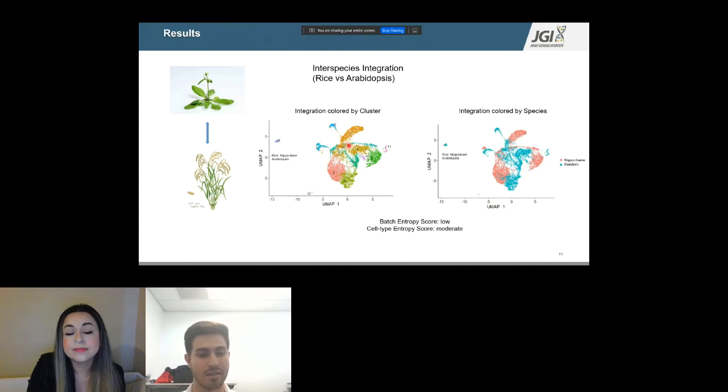Therefore, we would say this is a moderate score for cell type entropy. On the right-hand side, you can see there's little to no overlap, and therefore we can determine that this batch entropy score would be low, considering that we can't see any of the cells overlapping except for certain areas. And this just has to do with the idea that we are comparing two different types of species. A lot harder to do.